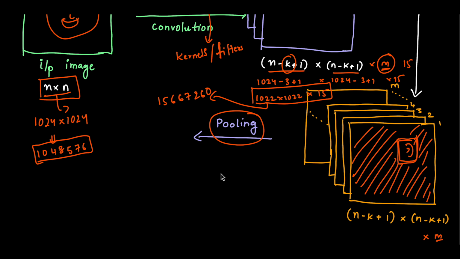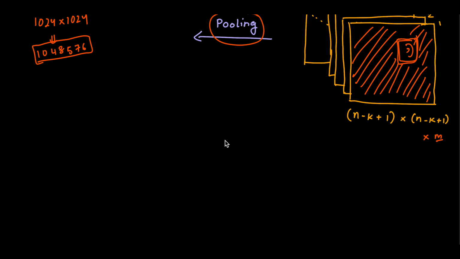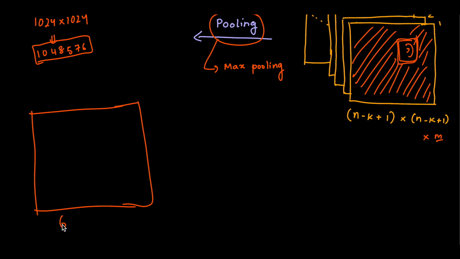We'll be doing this with the help of several strategies. One such famous strategy of pooling is max pooling. So using max pooling, what will we be doing? Let's take some input shape of 6x6. Let's say this feature map is of size 6x6. Then on this 6x6, we'll be doing pooling, that is max pooling.